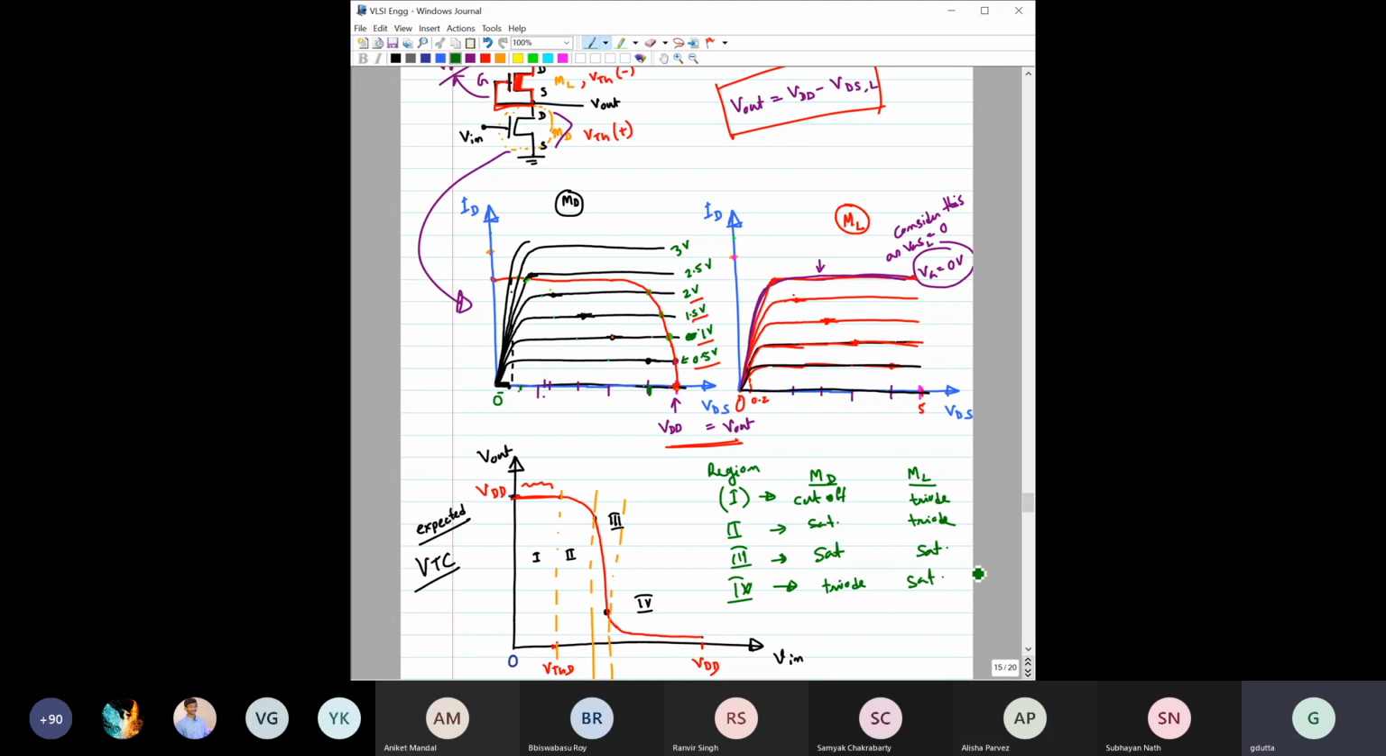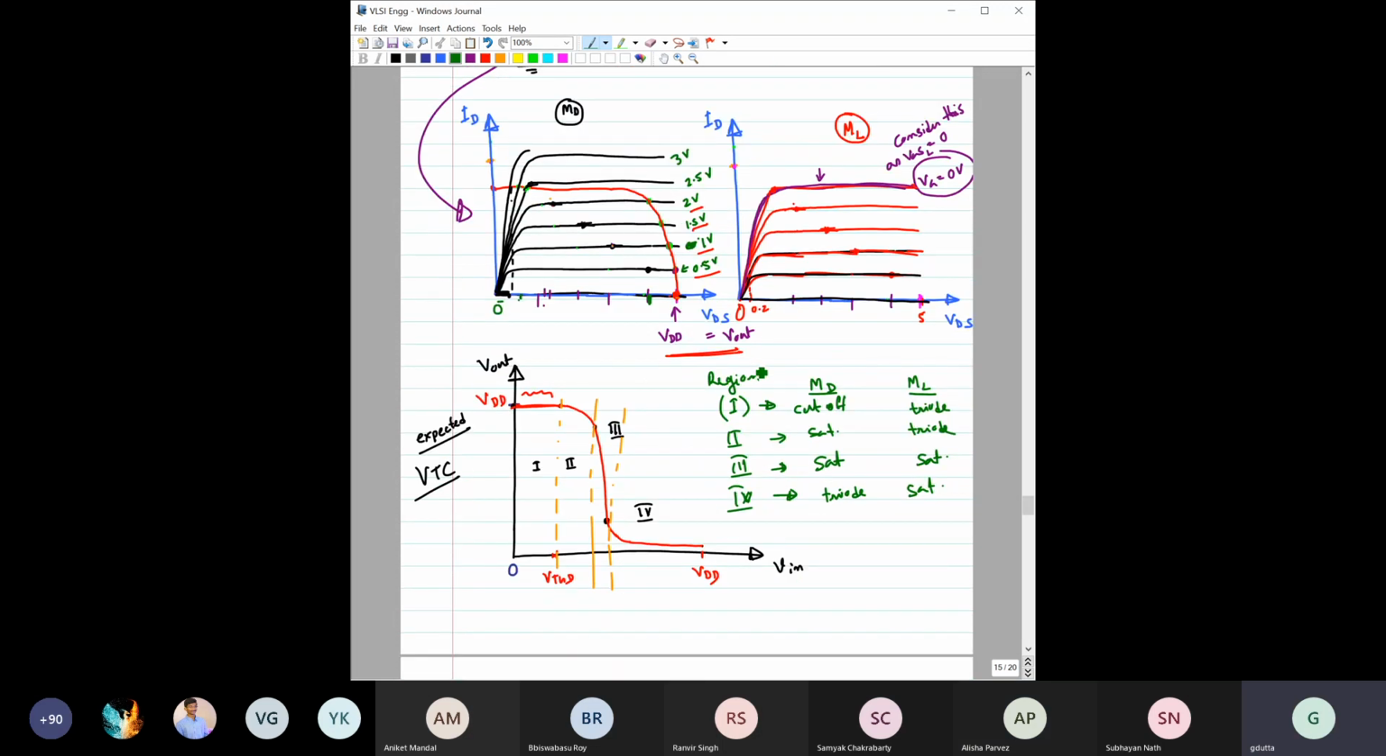So why are we writing this? Does it really make sense to write and understand why these are so? Yes, it makes sense, because if I ask you a numerical or analytical question, such as finding the slope in this region, or finding this point, VIL, or what would be the VIH, you should be able to find the output versus input relation.